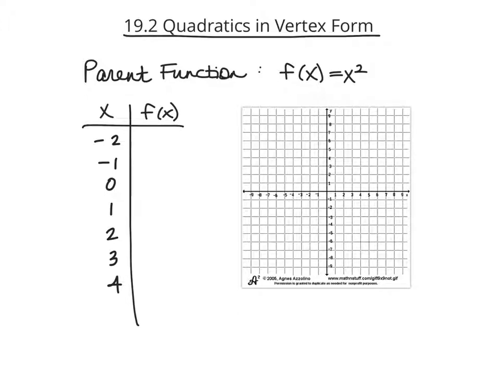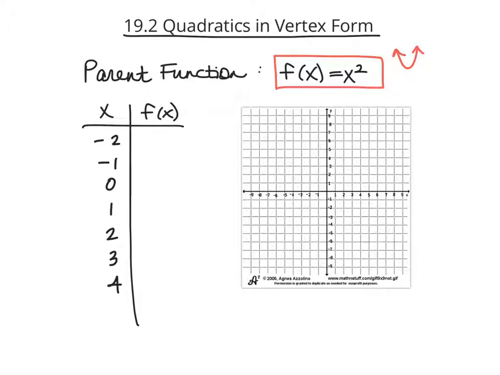So the first thing I want you to know is the parent function is just f of x equals x squared. Remember, this is just the most basic form of any specific function family. So this x squared reminds us that we're going to be looking at the parabola shape, that kind of U shape.